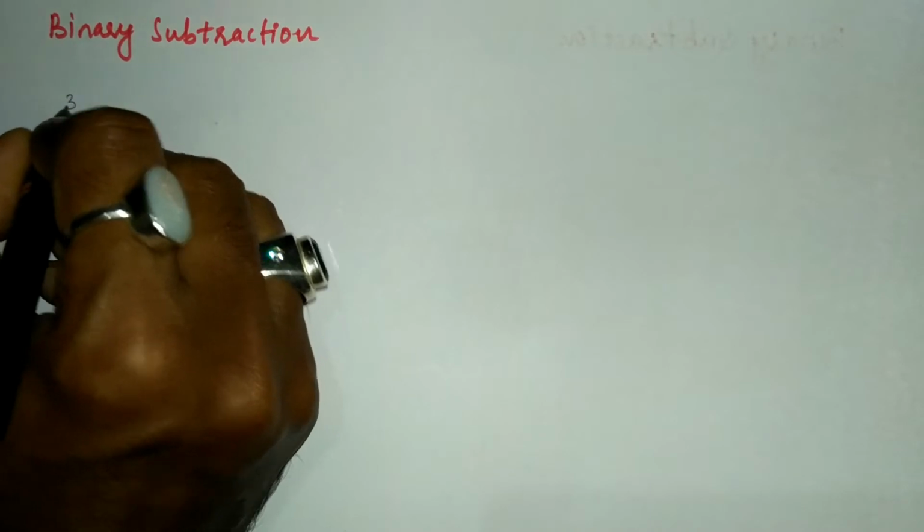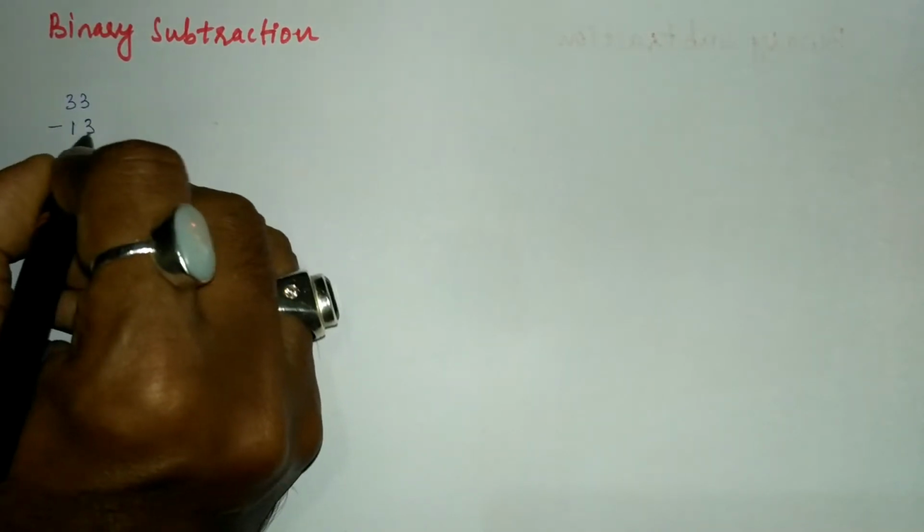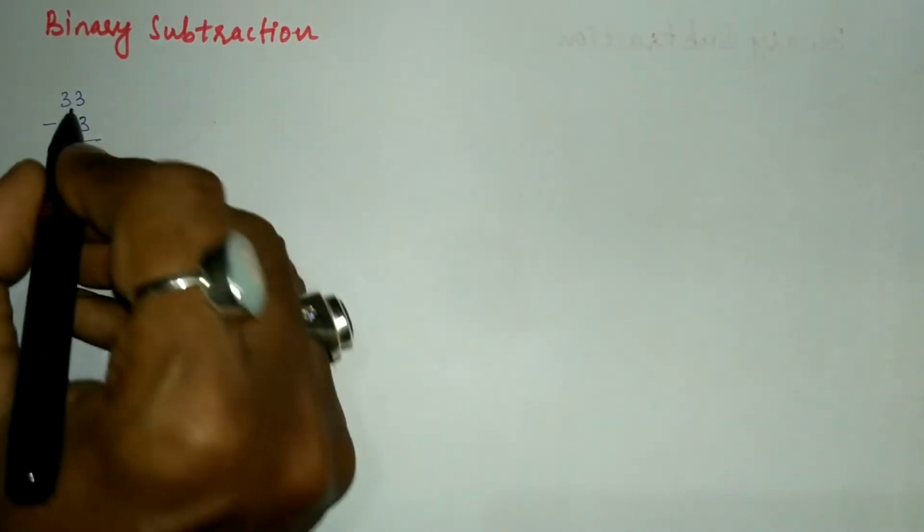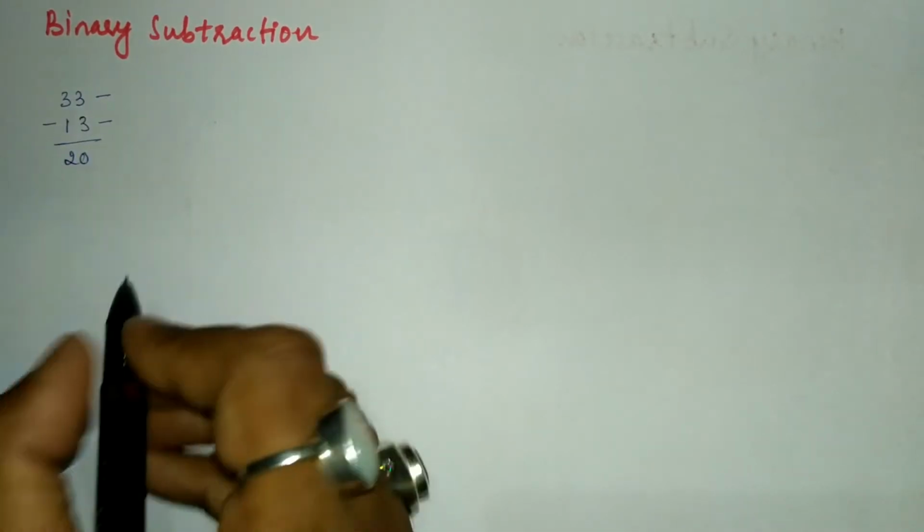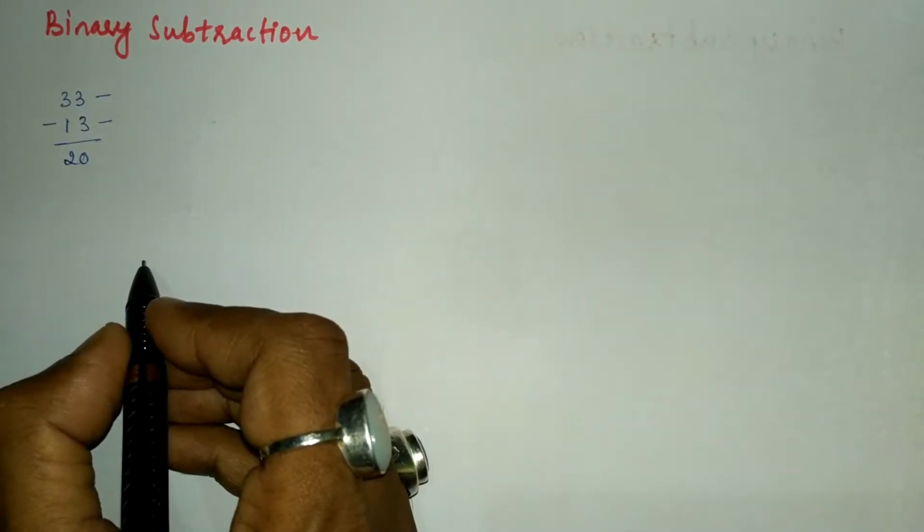In this video, we are going to learn binary subtraction. So let us take an example, 33 minus 13. That will give us 20. Here, both of these two numbers are to be converted into their binary equivalent.